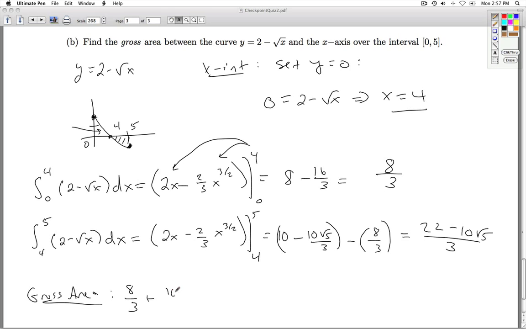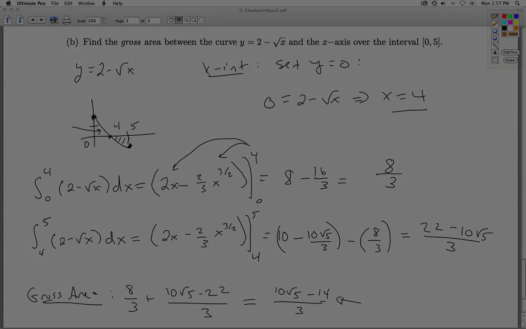So we're going to take 10 radical 5 minus 22 over 3. These have the same denominator. And so my final answer is 10 radical 5 minus 14. And that's the actual value of the gross area, the area above plus the area below. And that'll do it for checkpoint 2.